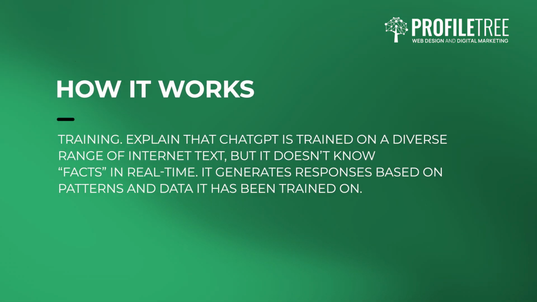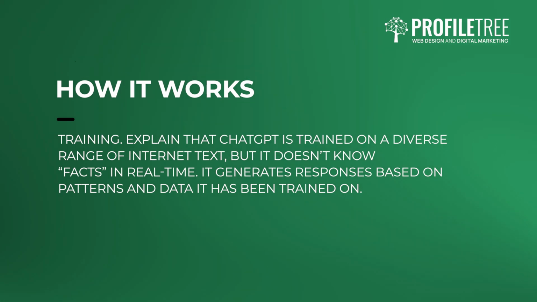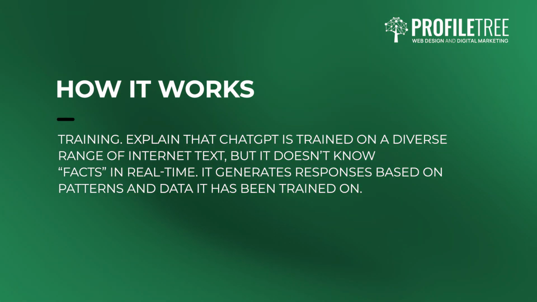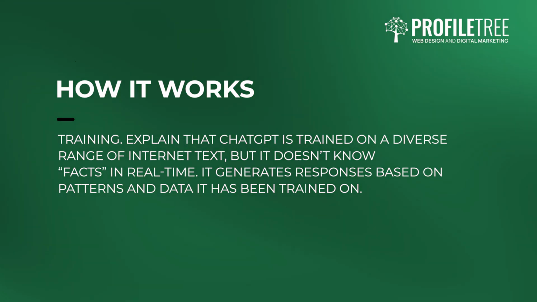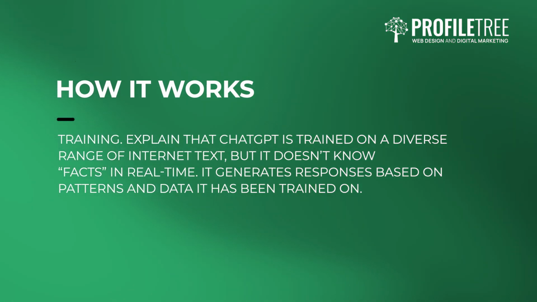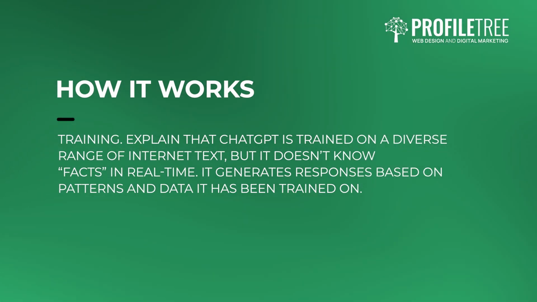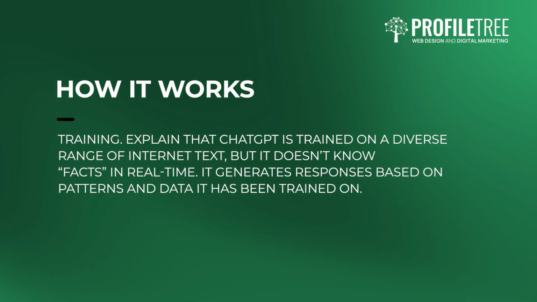In terms of training, ChatGPT is trained on a diverse range of internet text, or you can call it information. However, it doesn't know facts in real time. So, let's just say something is happening in the present, or something happened the previous day. ChatGPT is not going to know it. The reason being is that it only holds information all the way up to December 2023. So since we're in 2024 now, it's not going to know any information past 2023.